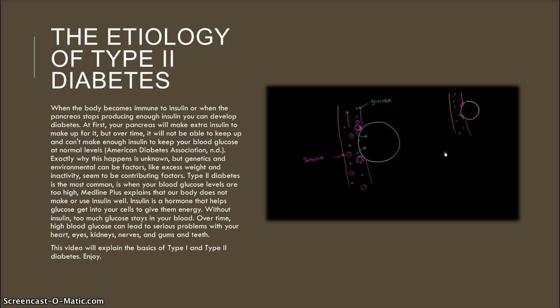Now, the first thing that could go wrong here is, what if the body does not produce insulin? Insulin is produced in the pancreas. What happens if the pancreas is not producing insulin properly? So no insulin. Well, in this situation, since there's nothing to bind to these receptors, the glucose channels won't be opened up, and the glucose will not be able to enter into the cell. And this situation is type 1 diabetes.